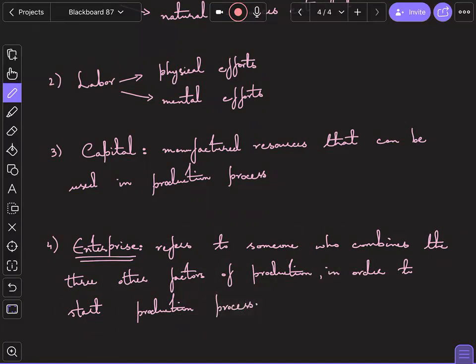So someone who combines your land, labor, capital, and then takes the risk in order to start the production process is categorized as an entrepreneur because they are taking the risk, they are investing in gathering the remaining three factors of production in order to start a business activity, in order to start the production. So they are referred to as entrepreneurs. There are four factors of production: land, labor, capital, and enterprise.